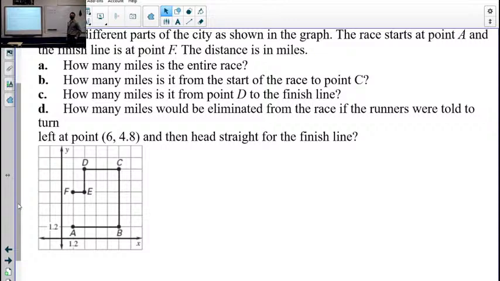The race is going to start at point A. It's going to travel along the path, and it's going to finish at point F. And so let's count. For part A, it asks how many miles is the entire race. So let's count along the track here. We've got 1, 2, 3, 4, 5, 6, 7, 8, 9, 10, 11, 12, 13, 14, 15. That is the amount of boxes that we're traveling along this path. Again, this is a basic idea of if I combine the pieces together, then I'll get the distance of the whole thing.